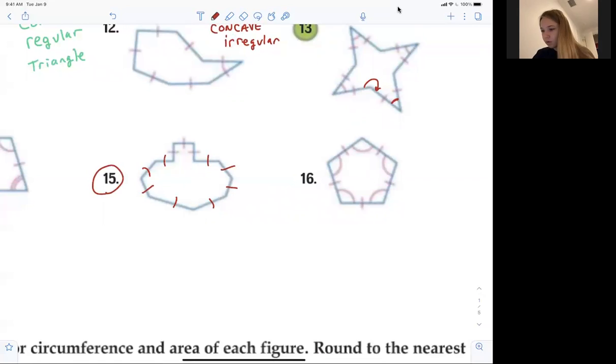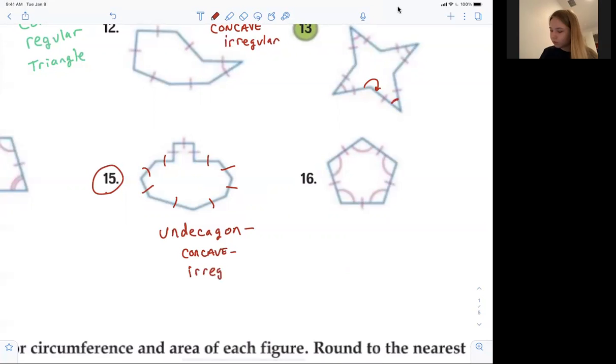How many sides? 11 or 12? 11. Undecagon is 11. I'm not going to ask you that, but that's what it's technically called. Now, an undecagon has 11 sides, and here we would say it's what? Concave. And then we would also say that it's what? All right, super easy.